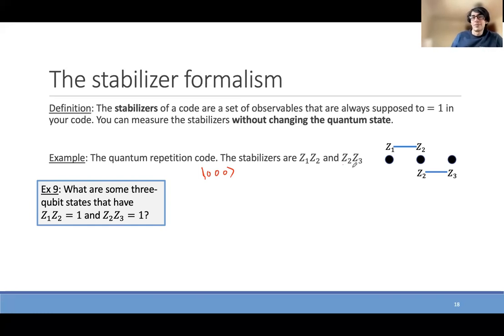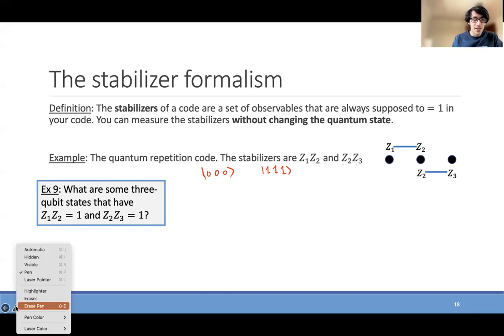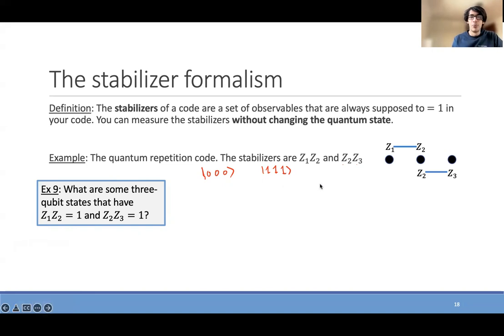Somebody give me one more state. Oh, okay, somebody said it in chat. We can also have all 3 of these be -1 because -1 times -1 is 1. So we can have the state 1, 1, 1. And those are basically all the states, except they're not exactly all the states, just because we're in quantum mechanics, so we can have superpositions of them.